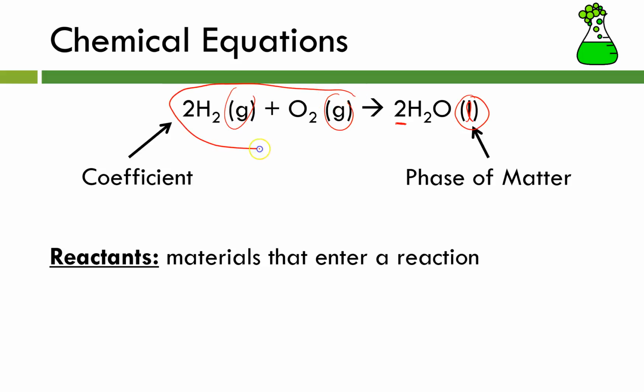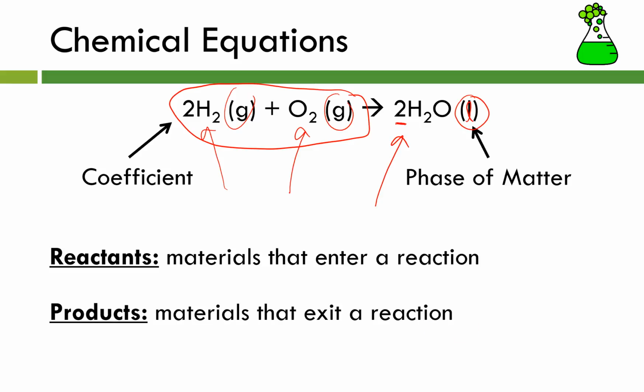Everything to the left of the reaction arrow is called the reactants. And these are going to be the materials that enter a reaction. These are our starting materials. The coefficients are telling us the ratio. You can think of it for the time being as, okay, I need 2 molecules of hydrogen to react with 1 molecule of oxygen, and then I'll produce 2 moles of water.